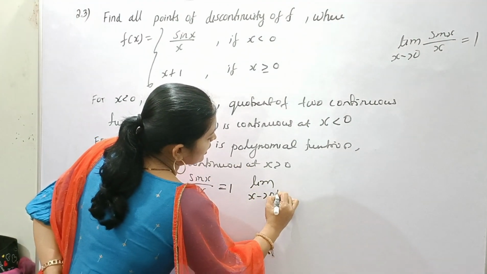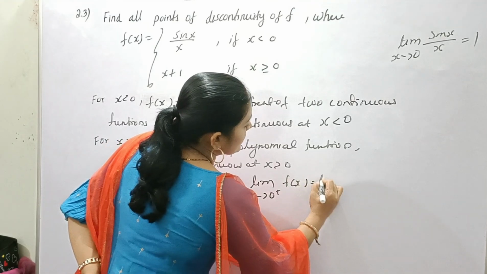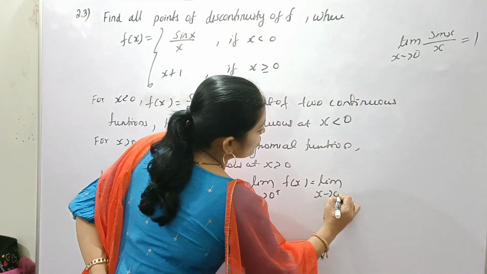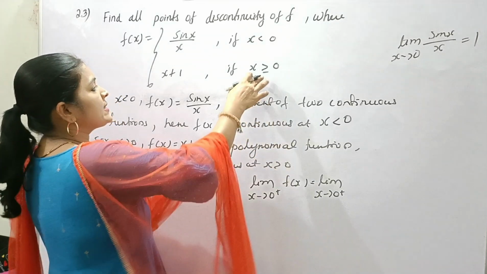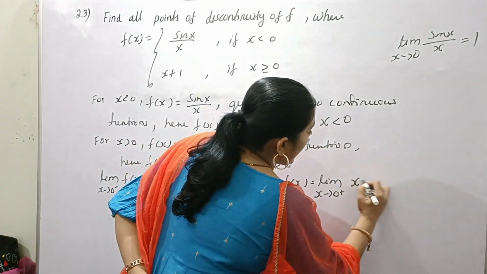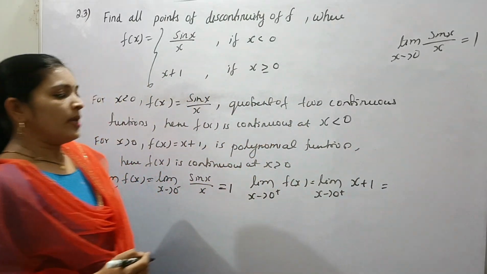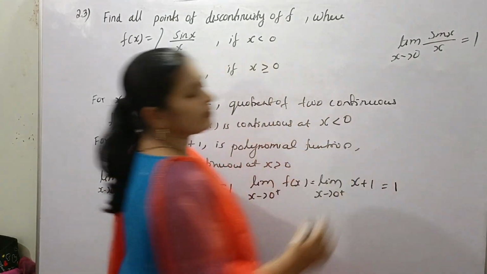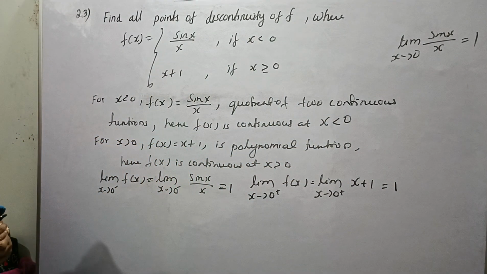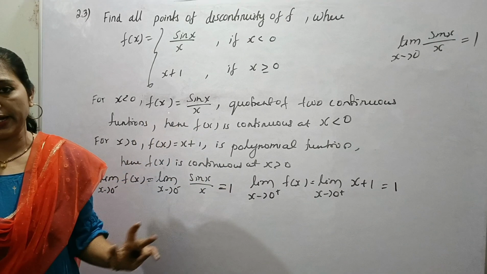Limit x tends to 0 plus f of x. 0 plus means x greater than 0. When x is greater than 0, the function is x plus 1. Here substitute x equal to 0, we will get 1. So left hand limit is equal to right hand limit.